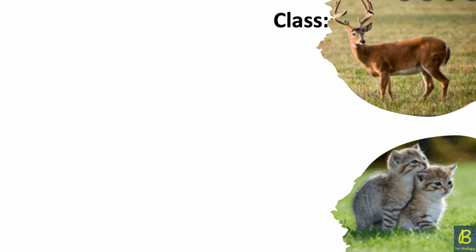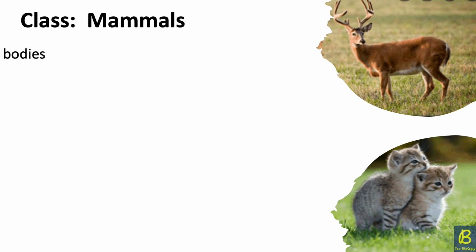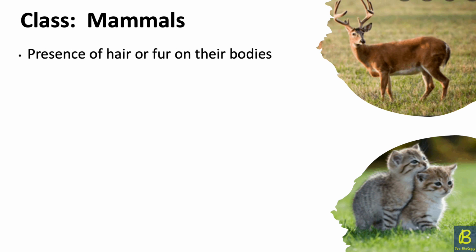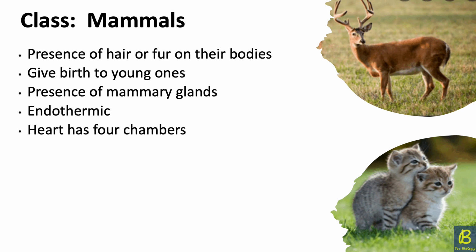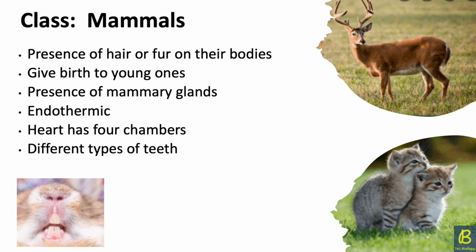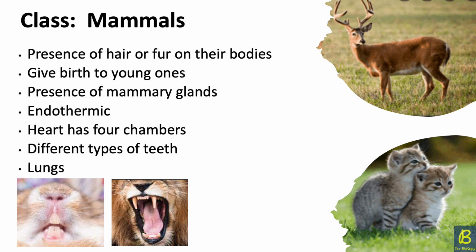First one is mammals. Mammals are vertebrates with hair or fur on their bodies. They give birth to young ones, and young feed on milk from mammary glands. These animals are endothermic or warm-blooded. That means they can maintain a constant body temperature. Their heart has 4 chambers. This is a significant evolutionary advantage for land-dwelling vertebrates. It allows them to be more active and adaptable in their environments. These animals have different types of teeth suited for different types of food they eat. They breathe through lungs.